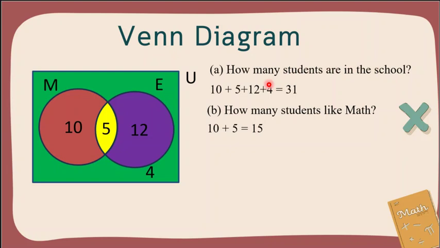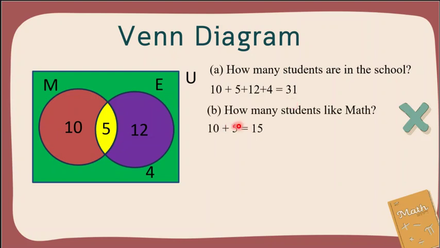Okay, so with this in mind, the first one is, how many students are in the school? That is pretty much easy. We have to add all the parts. So we have the maths only part, the people who do maths and English, the English only part, then the people who do neither of it. So that will be 10 plus 5 plus 12 plus 4. And overall, there are 31 students in the school. So this is how we approach the question: we add all the parts we see to get the total number of students.